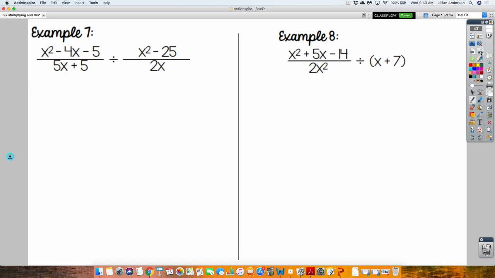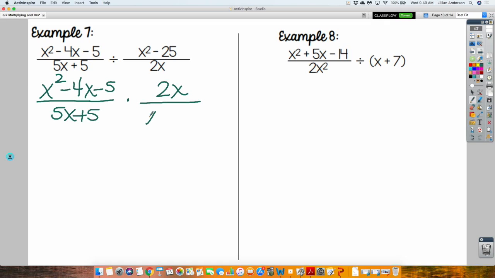All right, I'm going to go ahead and keep, change, flip this. And then I want you guys to factor this one all the way. Make sure you always keep, change, flip when you're doing division. Factor this one all the way down.